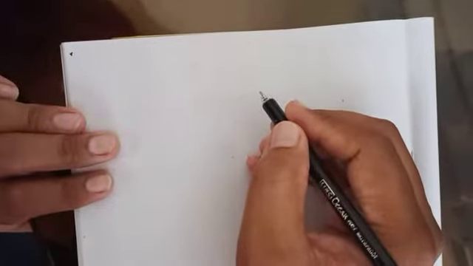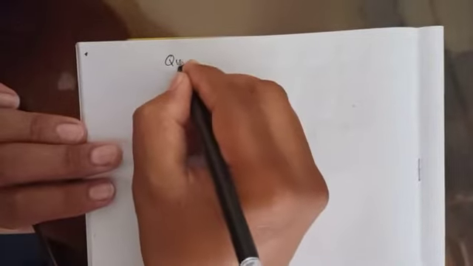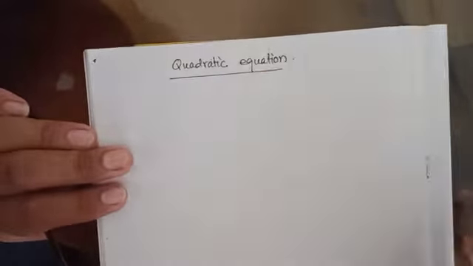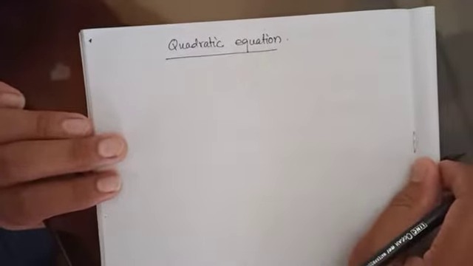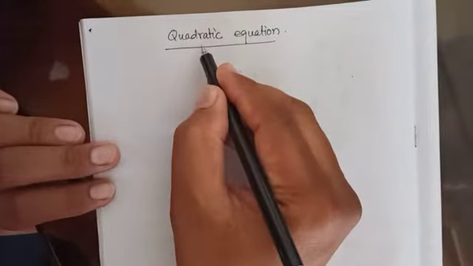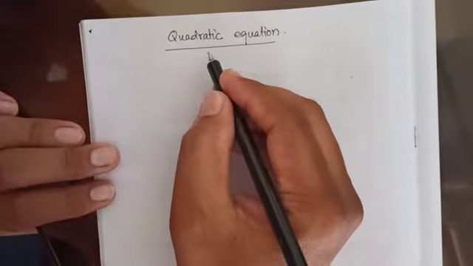Hello everyone. Today I am here to discuss one chapter of mathematics. The chapter which I will discuss today is Quadratic Equation. You have to know what a quadratic equation is. This name quadratic comes on the basis of the degree of an equation.